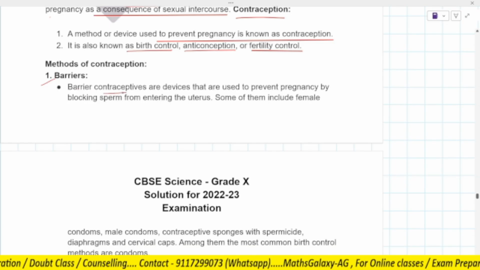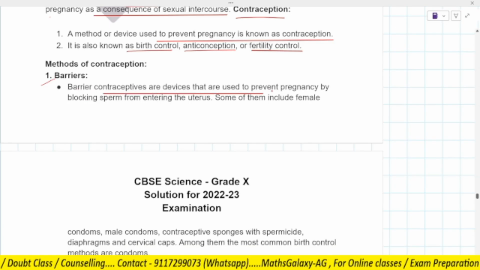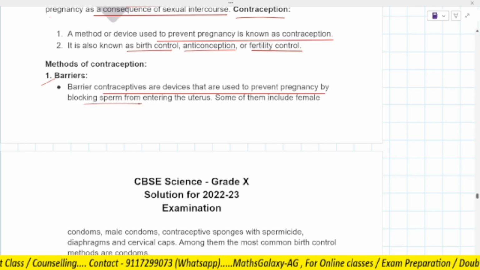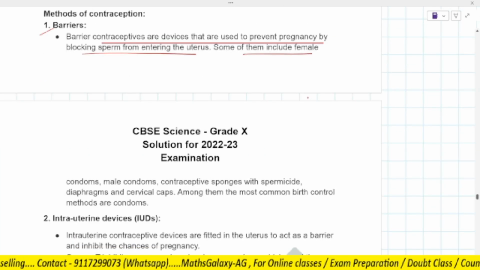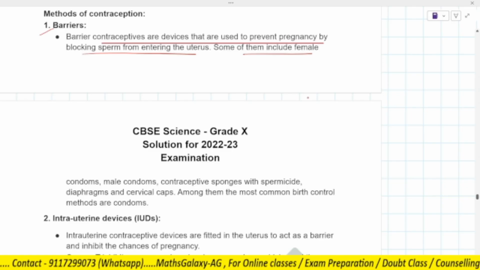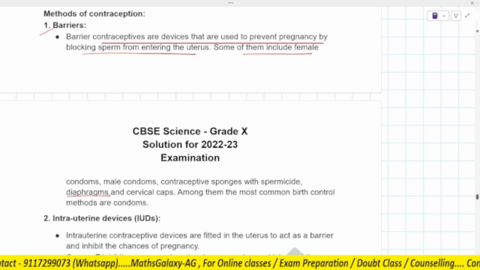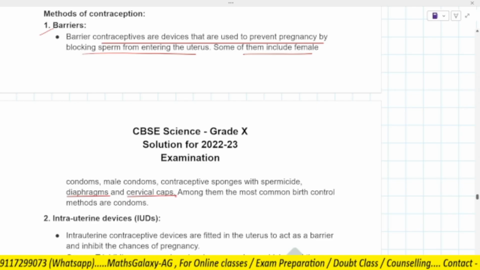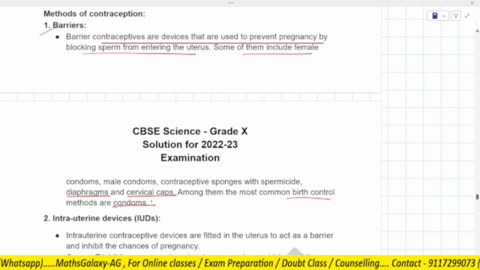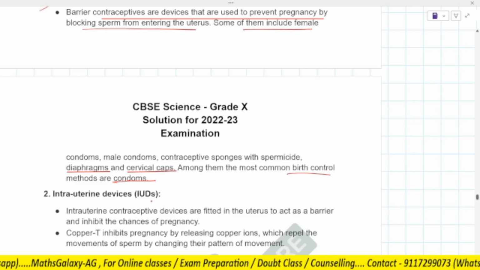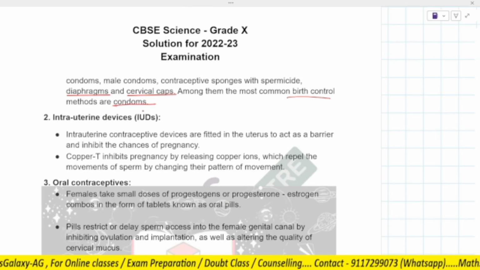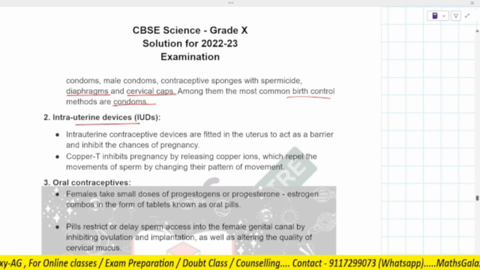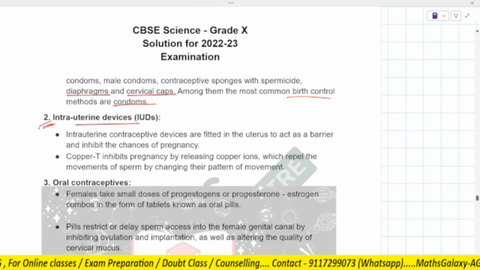The barrier contraceptives are devices that are used to prevent pregnancy by blocking sperm from entering the uterus. Some of them include female condoms, male condoms, contraceptive sponges with spermicides, diaphragms and cervical caps. Among them, the most common birth control method is the condom. And there is also one known as copper T, है ना? And the second is the intrauterine device. So copper T will come in this point.